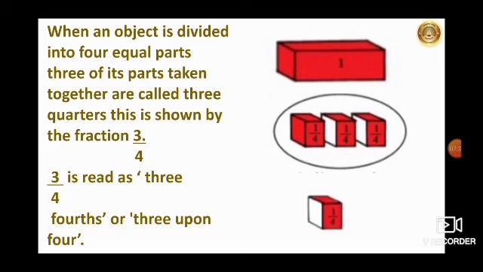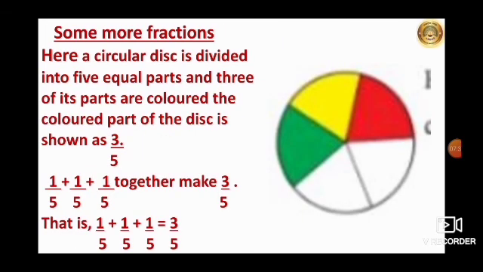After dividing into equal parts, one part is remaining. Some more fractions we will see. Here a circular disc is divided into 5 equal parts and 3 of its parts are colored. The colored part of the disc is shown as 3 upon 5.